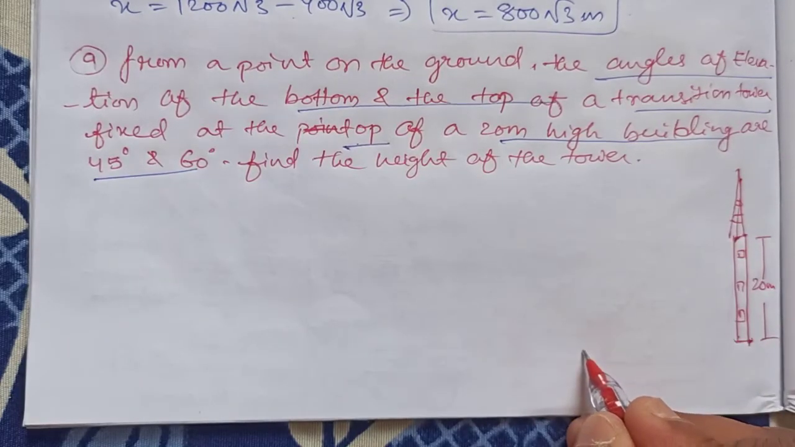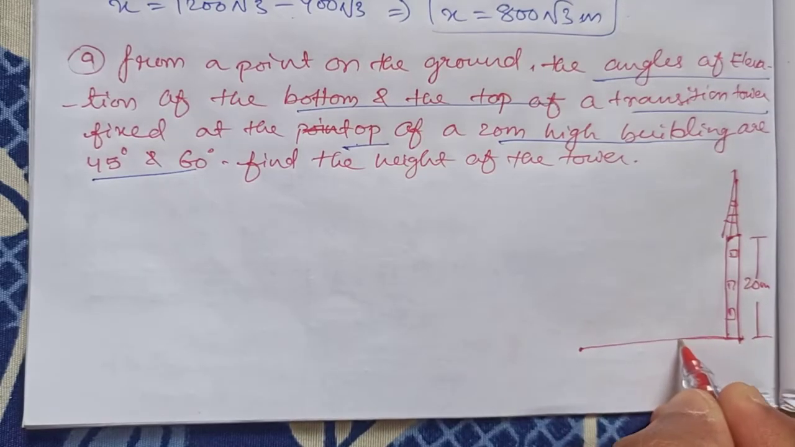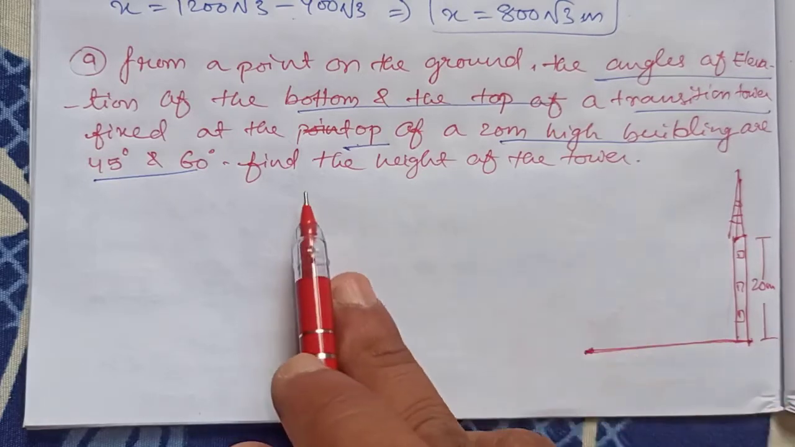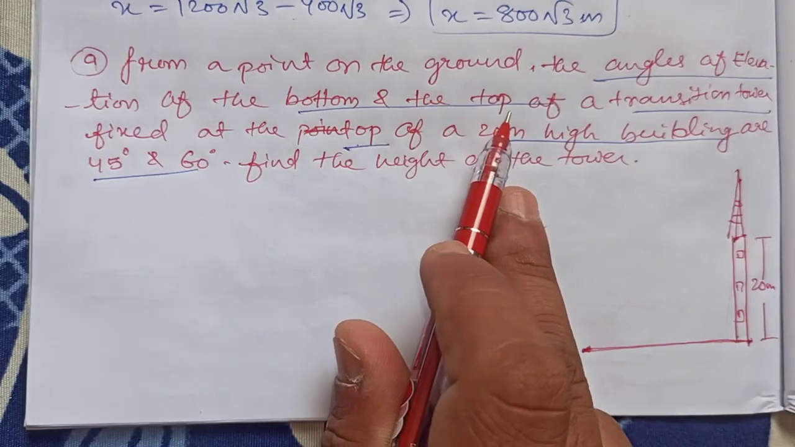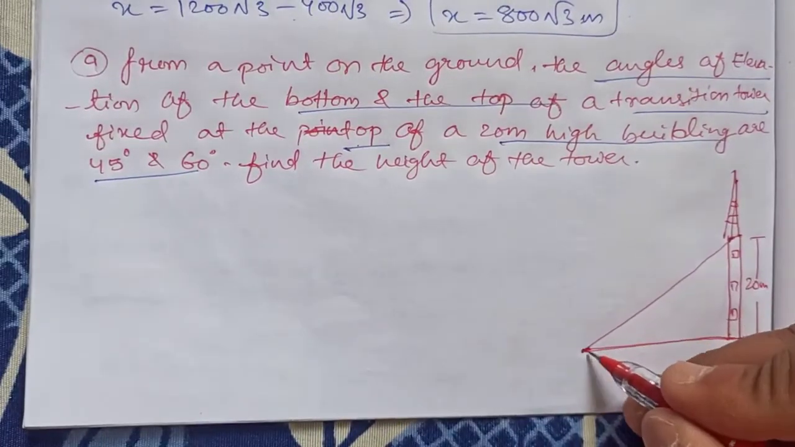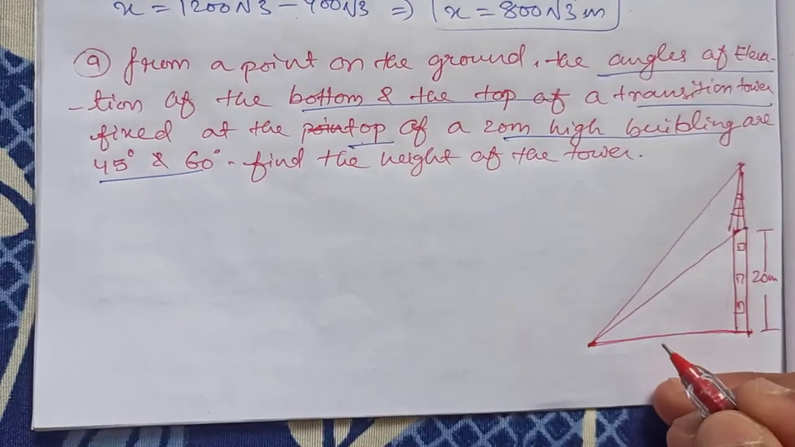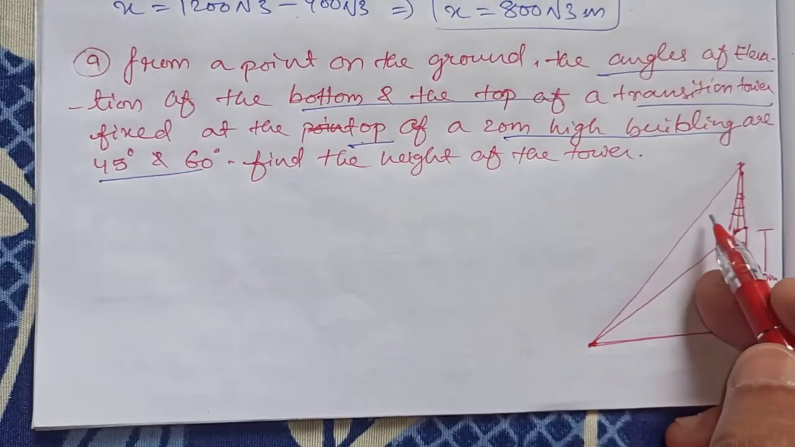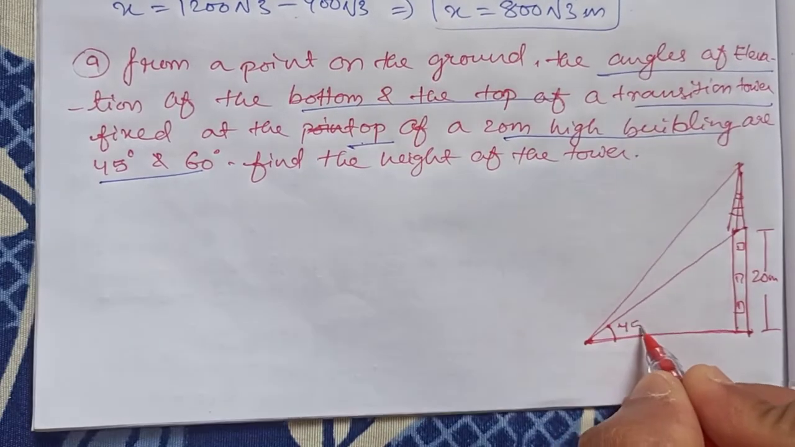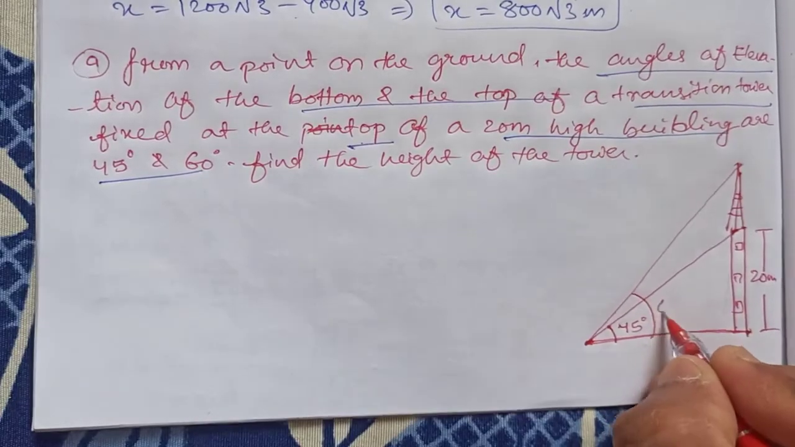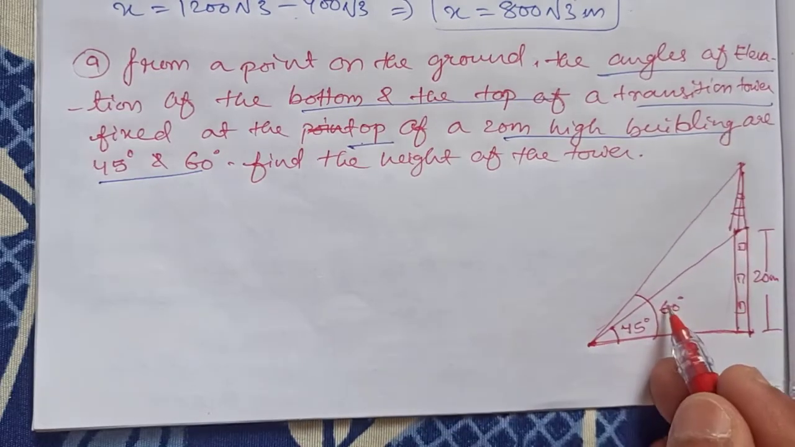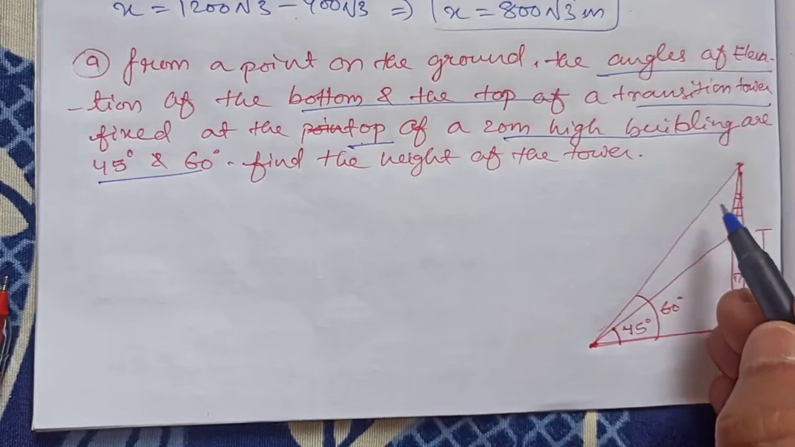Now there is a point on the ground. Suppose this much meter far away we will take. From here, when we are seeing the bottom and the top of the transmission tower, that means two angles of elevation are there. The smaller angle is 45 degree and the larger angle is 60 degree. For this triangle the angle of elevation is 45 degree and for this triangle the angle of elevation is 60 degree, and we have to find out the height of the tower.